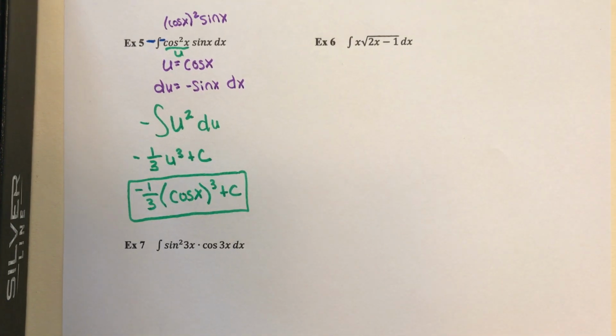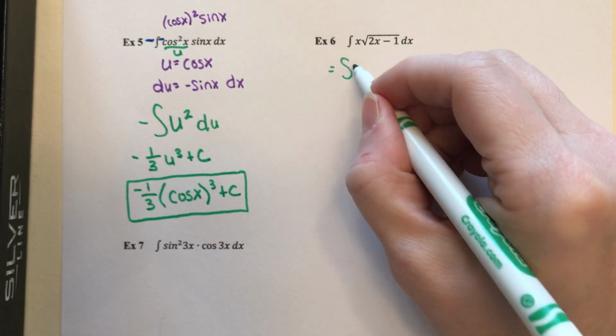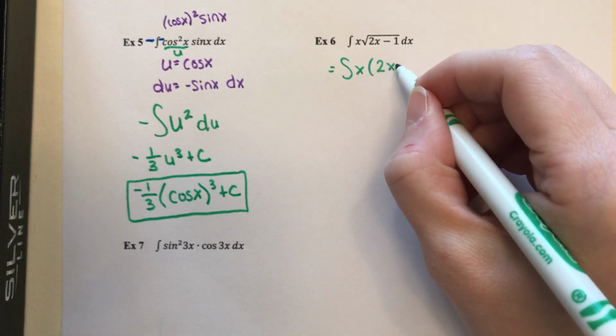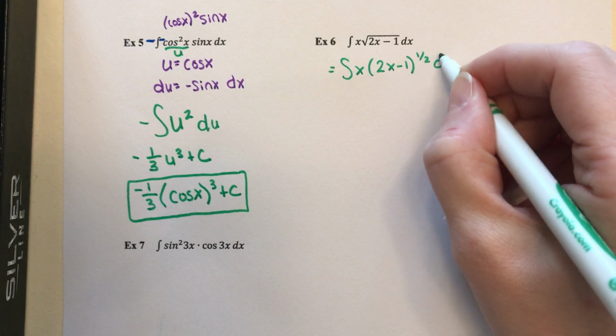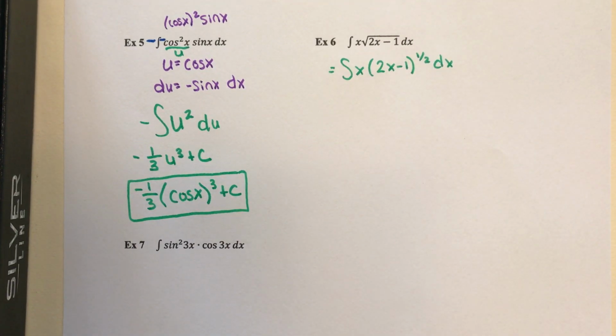Okay, number 6. Again, I see a radical, so I'm going to rewrite this. Now, this one is a challenging problem, so if you need help, you can email me, let me know. We can always go over this again. Or just rewatch this a couple times. Keep working through it. That's the best way to get this problem practiced, is just to keep redoing it.